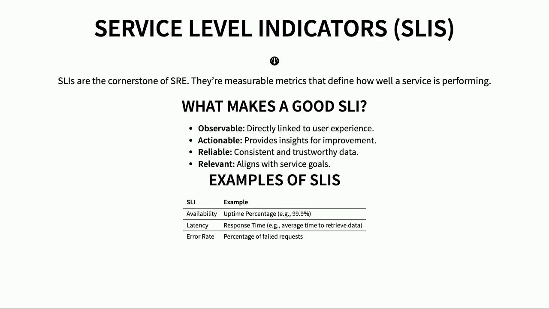Okay, let's talk about service-level indicators, or SLIs. Think of them as your service's health report card. They are measurable things that tell us how well a system is actually working for our users. A good SLI should be really easy to observe and directly related to what users experience. It also needs to give us clear insights on what we can do to fix any problems, and it must be reliable, meaning the data consistently represents reality.